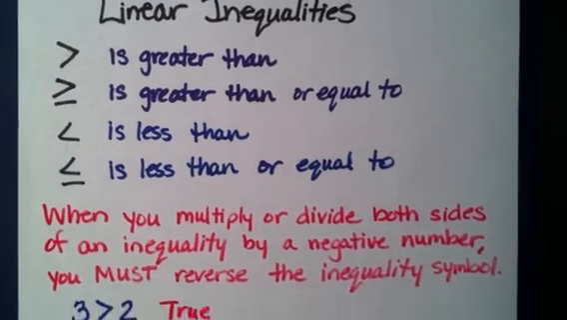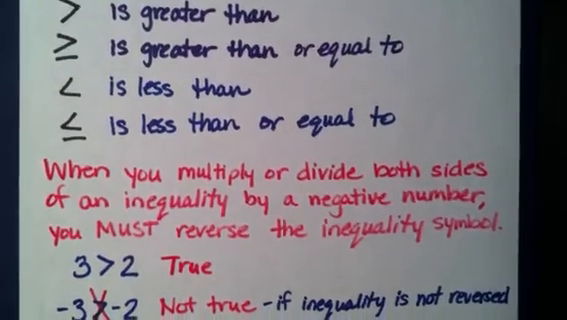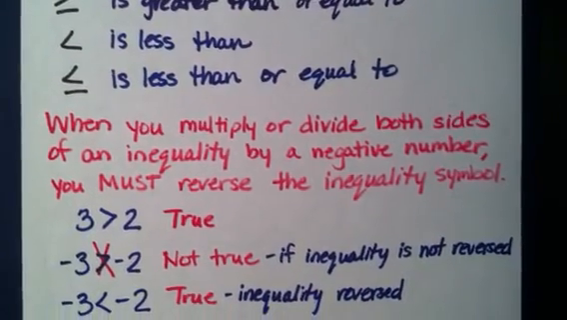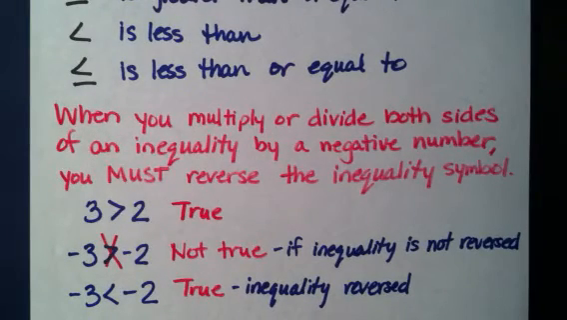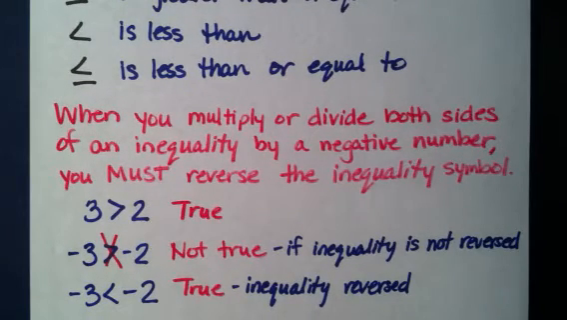Let me show you why. Let's take the example of 3 is greater than 2. If we were to multiply both sides by negative 1, we'd get negative 3 and negative 2. If we were to leave the inequality symbol as greater than, we would have negative 3 is greater than negative 2, which is not true. Now if we switch the inequality symbol around, we have negative 3 is less than negative 2, which is true. So always make sure that when you multiply or divide by a negative number, you reverse the inequality symbol.